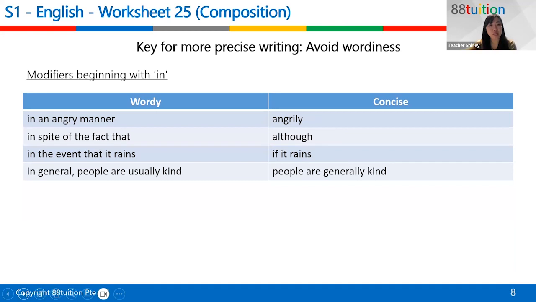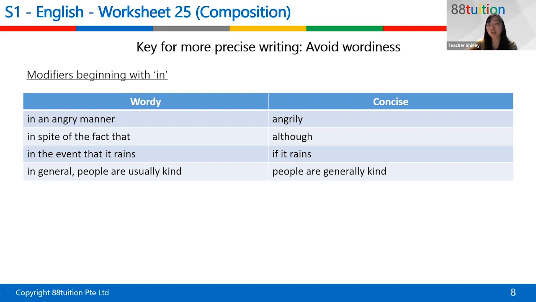Okay, now we have modifiers beginning with in an angry manner. So in an angry manner, you can actually just replace it with an adverb, which is angrily. So how did you talk to him? You talk to him angrily. So that's a manner. When it's a manner, you can actually change it into an adverb. Okay. In spite of the fact that, you can change it to although. In the event that it rains, so it's just if it rains.